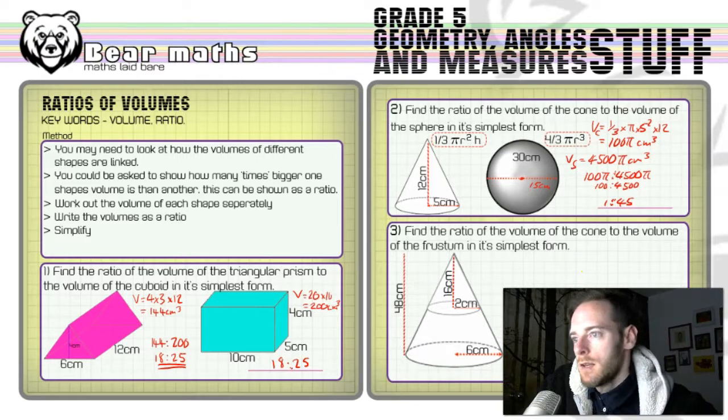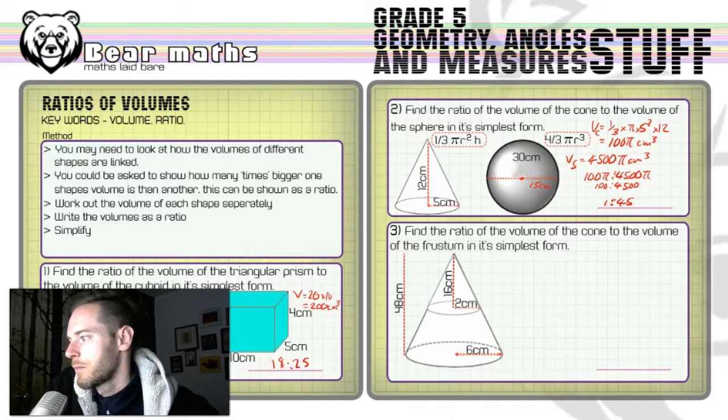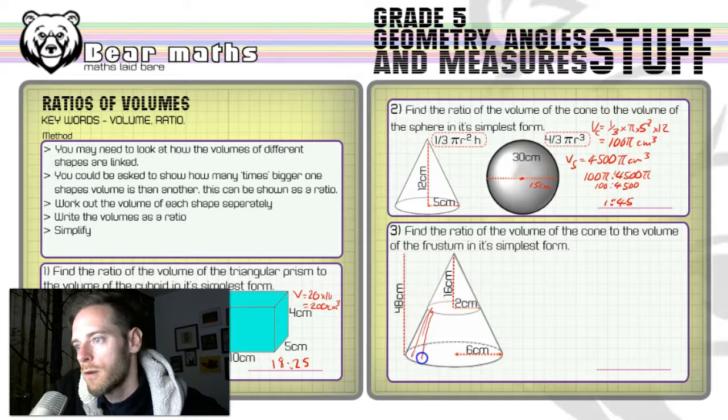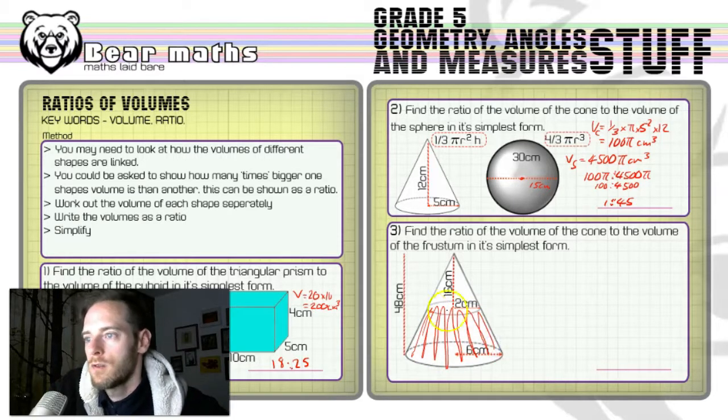Anyway, let's have a look at the third and final question on this one. It asks us to find the ratio of the volume of the cone to the volume of the frustum in its simplest form. You might not know what a frustum is at the moment because I haven't done a video on it yet, and that is coming up shortly. The frustum is this bottom part of the cone. If you were to remove the top part of the cone, you would end up with a frustum.